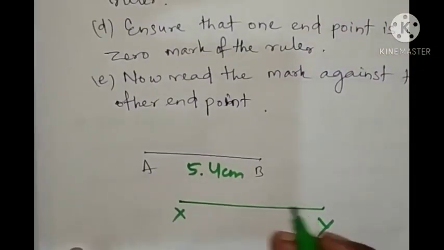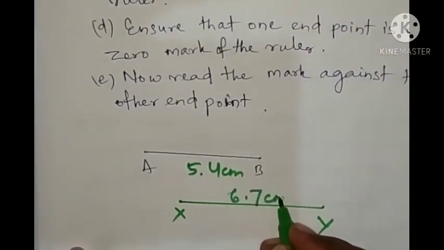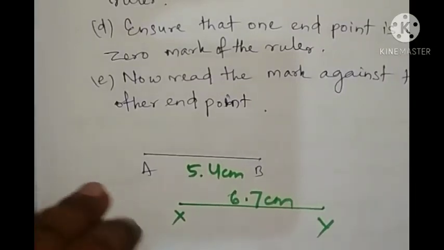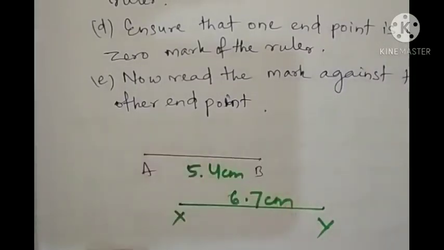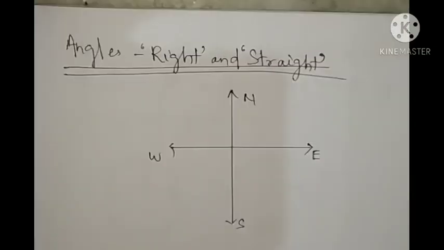Okay, so this line is what? 6.7 centimeter. So this is how easy and accurate it is to measure the line. So this is about measuring line.